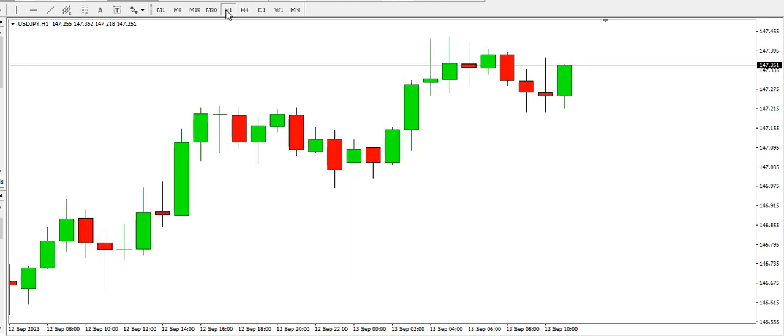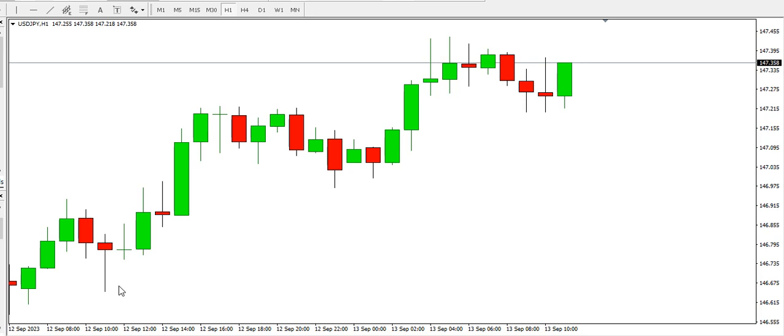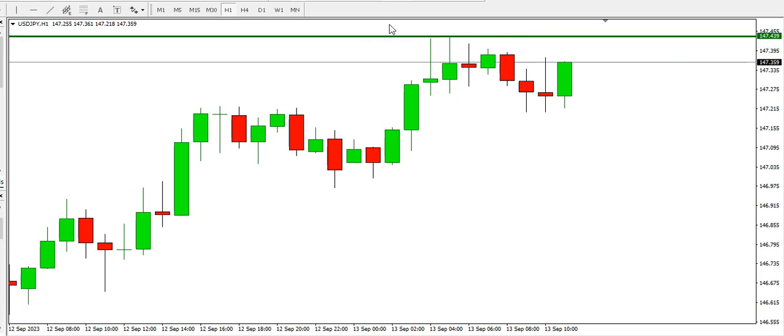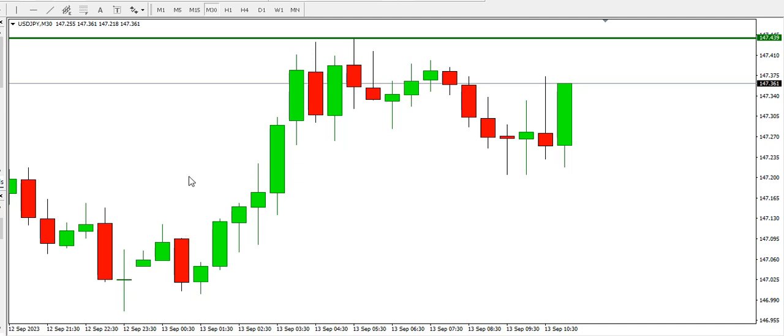On the 1-hour time frame, bullish, high, low, higher high, higher low, higher high, higher low. Might see a higher high as this particular structure might be broken. The structure might get broken pretty soon. On the 30 minutes time frame, bullish.